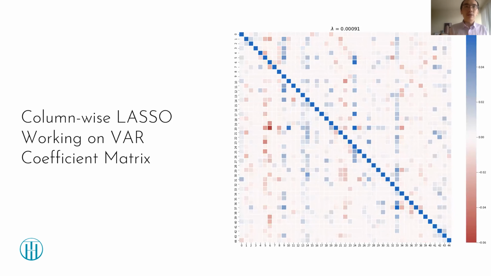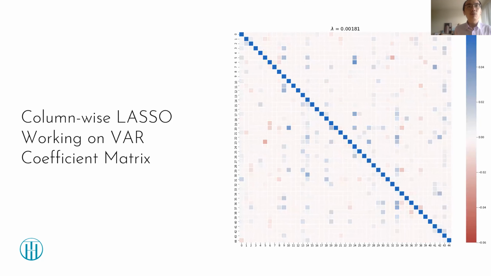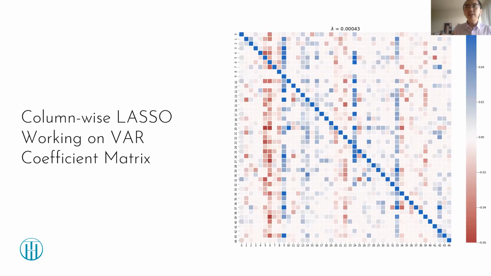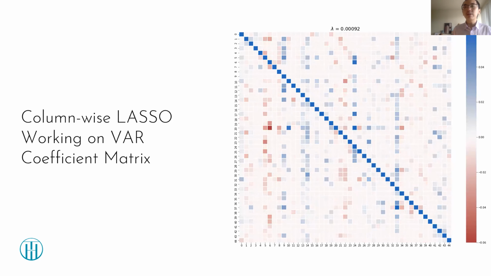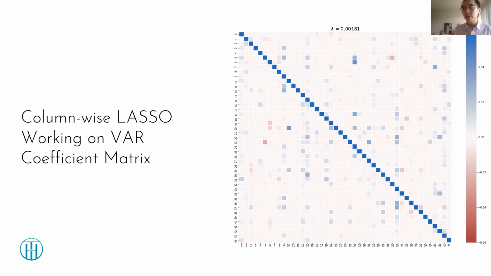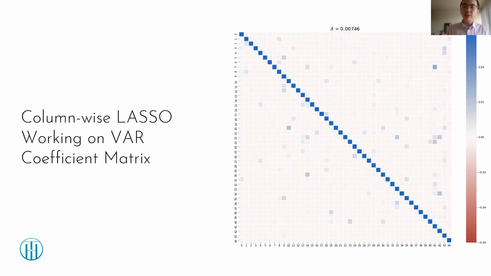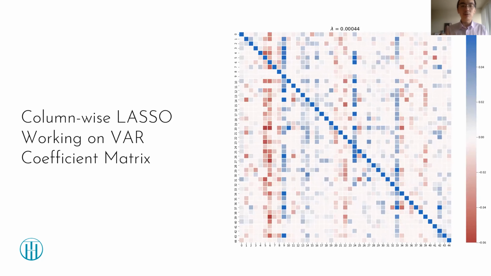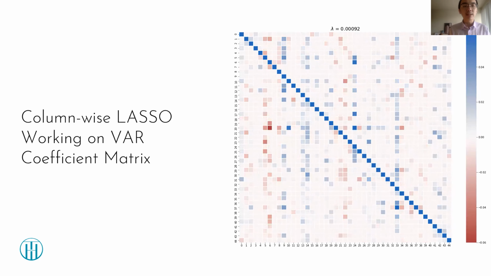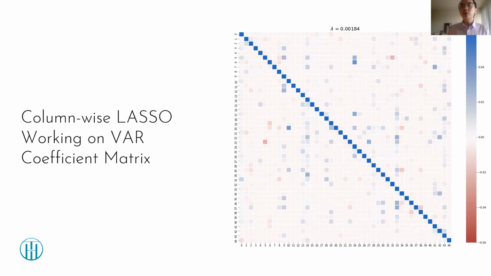So here is the column-wise lasso working on the VAR coefficient matrix sparse estimate. As you can see, when you increase the lambda, most of the elements will gradually turn into 0. However, the diagonal will still stick. So if you're doing column-wise lasso, the diagonal will always stay there.